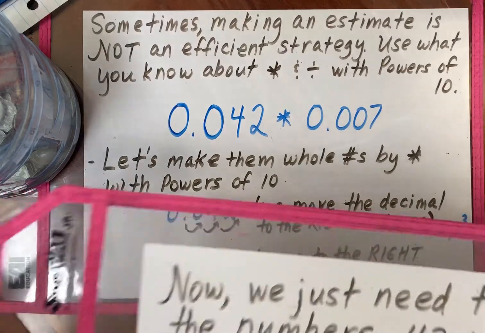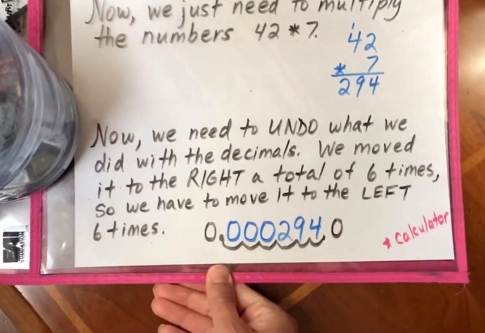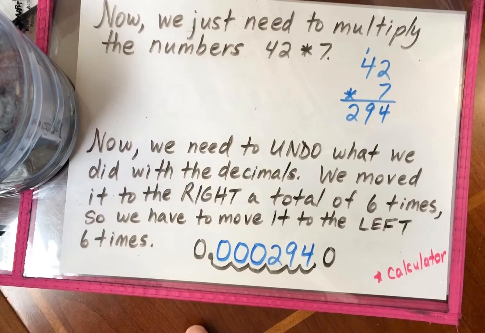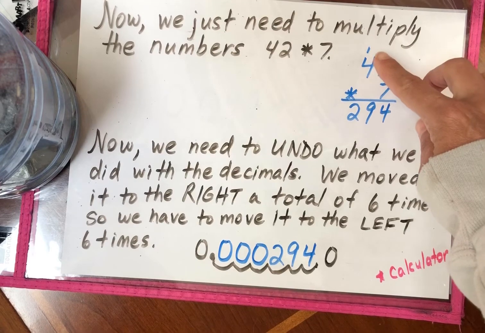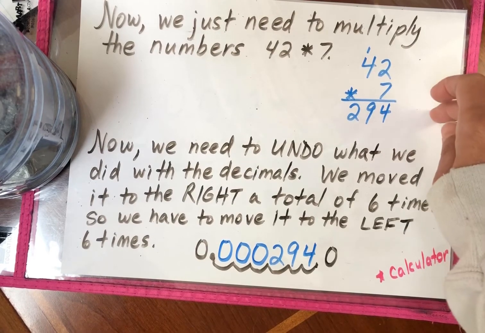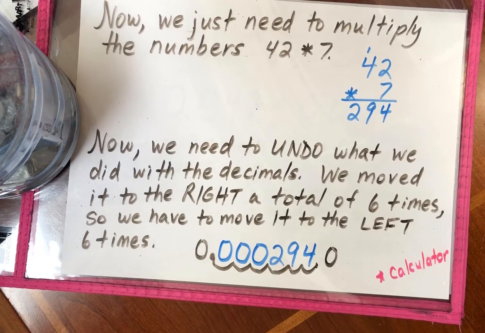Then you just need to multiply the whole numbers. So now I'm going to multiply 42 times 7. 7 times 2 is 14, carry the 1. 7 times 4 is 28, plus 1 is 29, and I get 294. Clearly, that's too big of an answer.